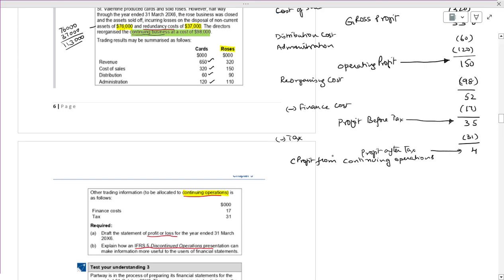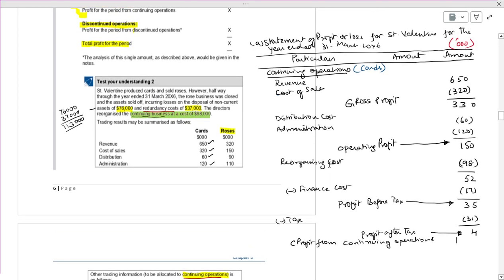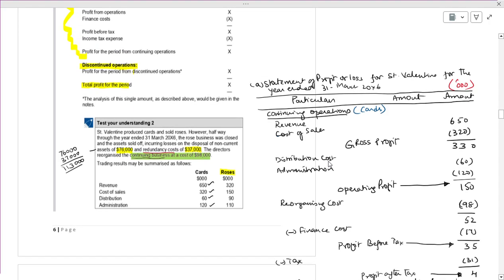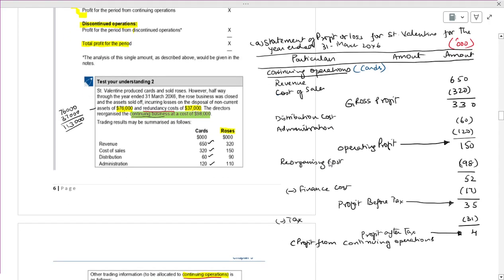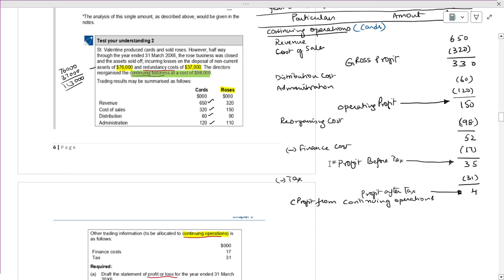Now what they are asking, see the format. They are asking the profit from the discontinued operations. We have discontinued which division? Roses. Is it right? Yes. How much is there? Now write separately. What we have to write? One minute.